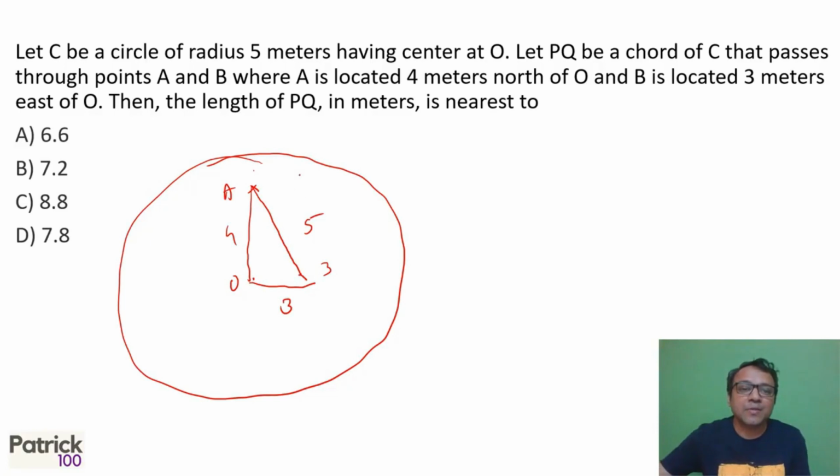We want the length PQ in meters. So we want the length of the chord. This part is 5. Let's try to understand. The moment you see 4, 3, you can automatically make 5 and there's a right angle. Now, if I want to find the length of the chord, one thing I may require is to find the distance of the chord from the center. If I find the distance of the chord from the center, I will find the length of the chord.